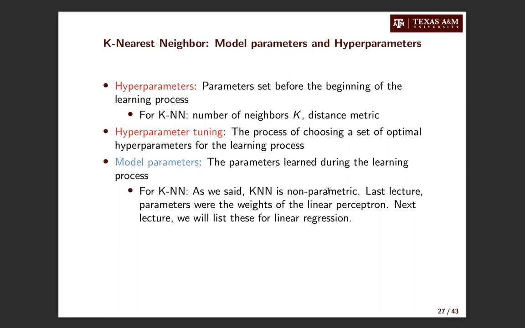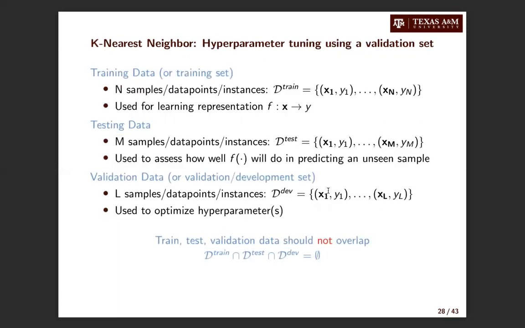For KNN, we do not have any model parameters because, as we have discussed, KNN is a non-parametric algorithm. What we are going to see in future algorithms, such as the linear perceptron or the logistic regression, is that the model parameters are actually being learned from our data, in contrast to the hyperparameters, which are being predetermined.